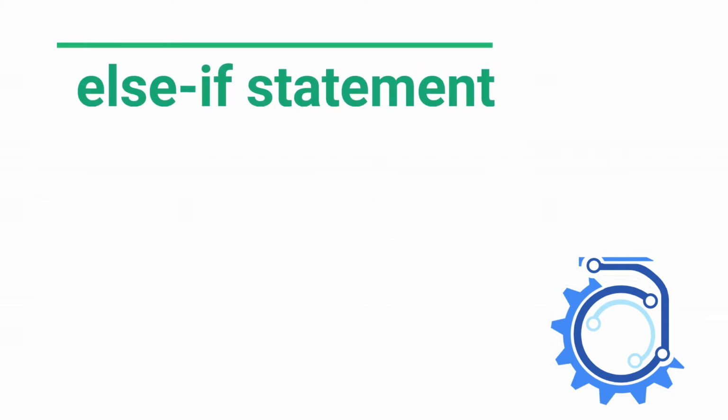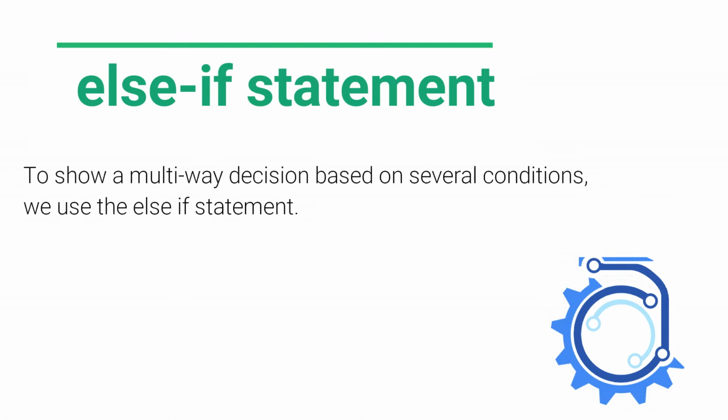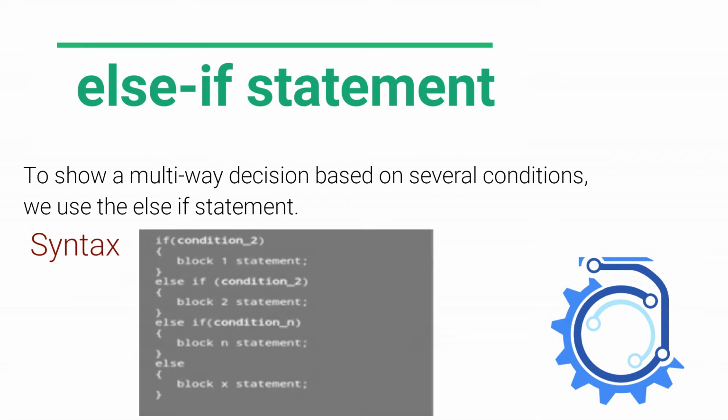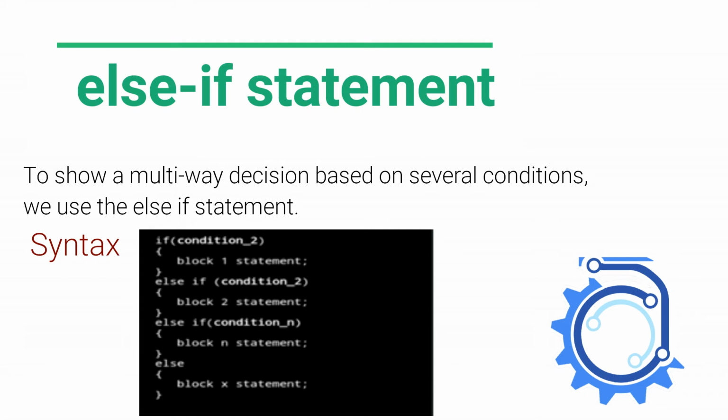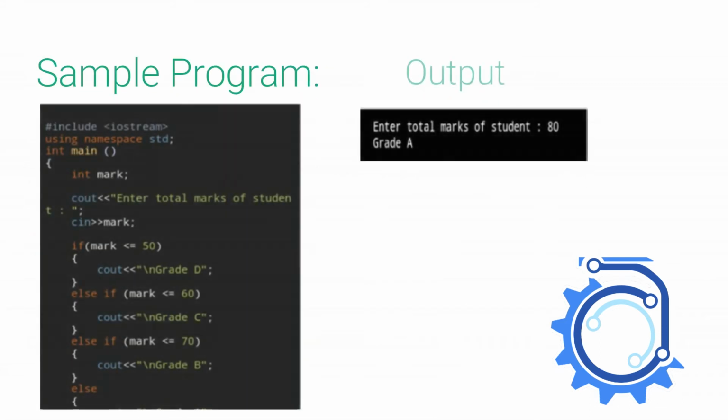Else-if statement. To show a multi-way decision based on several conditions, we use the else-if statement. Here, the conditions are evaluated in order from top to bottom. As soon as any condition evaluates to true, then the statements associated with the given condition are executed, and if all conditions are false, then control is transferred to statement X, skipping the rest of the conditions. This is the sample program of else-if statement.